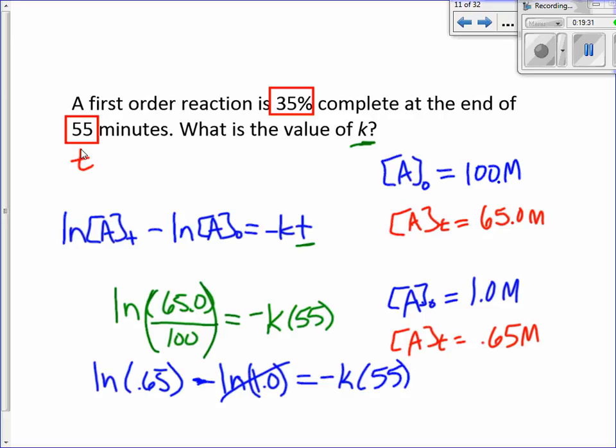Now also, when you're calculating this, you need to be very careful about your K units. They're very picky about the K units. You remember the K unit stuff. How do you figure out the K units?